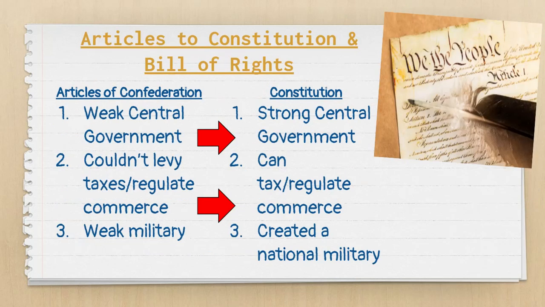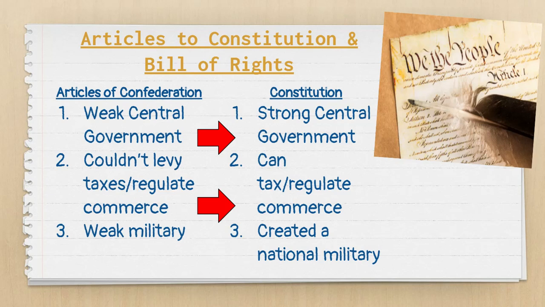But let's look at the Constitution and the Bill of Rights. Let's see what it did. So we had the articles that we replaced. Some of the issues that we've covered: weak central government. They couldn't levy taxes or regulate the commerce. And they had a very weak military. 3 big weaknesses. Let's see what this new Constitution and government has created.